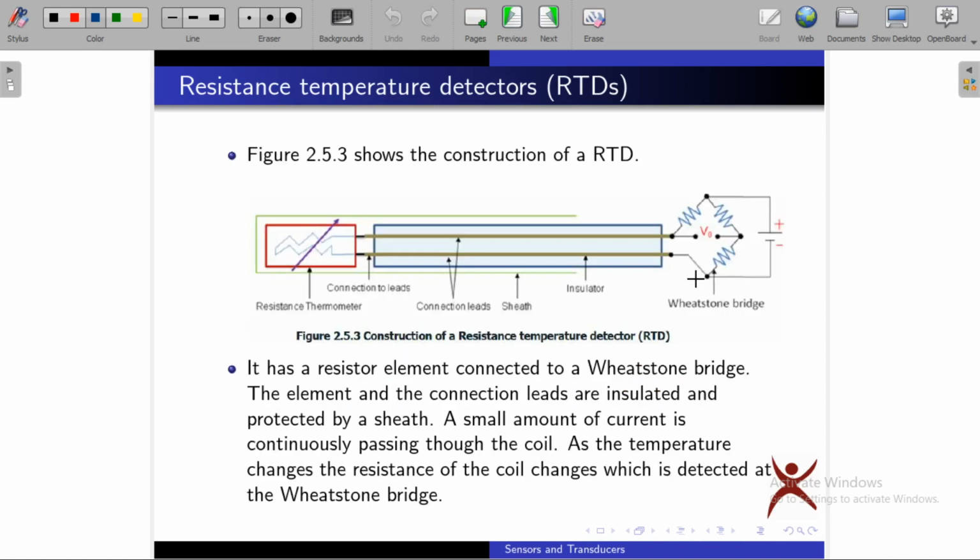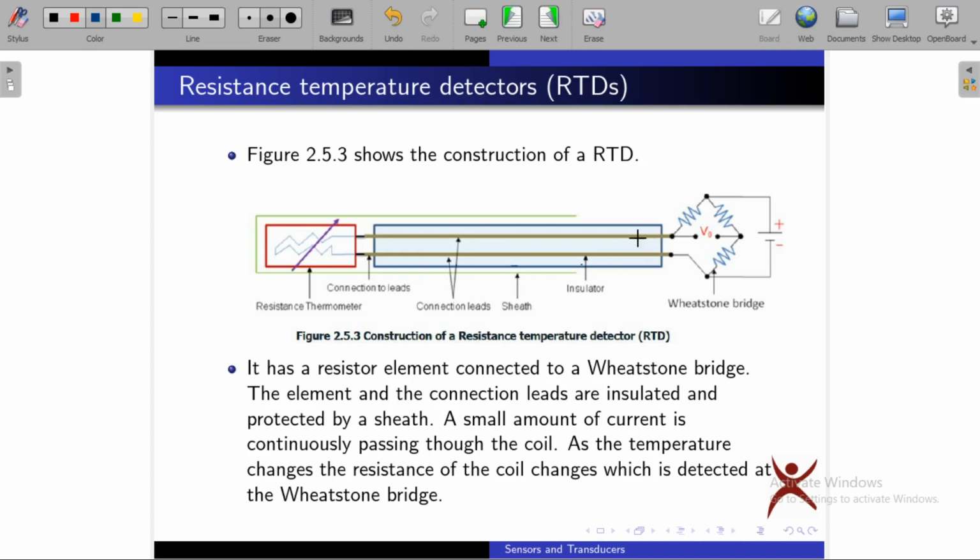Now resistance temperature detectors. Coming to the construction of an RTD, it has a resistor element connected to a Wheatstone bridge. The element and the connection leads are insulated and protected by a sheath.